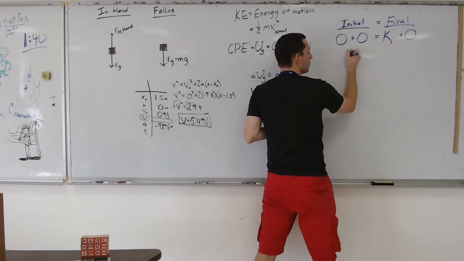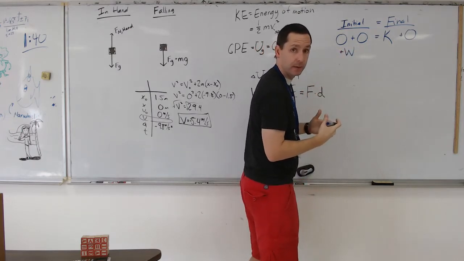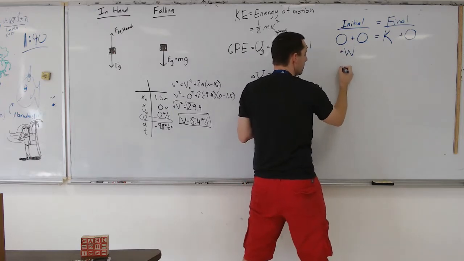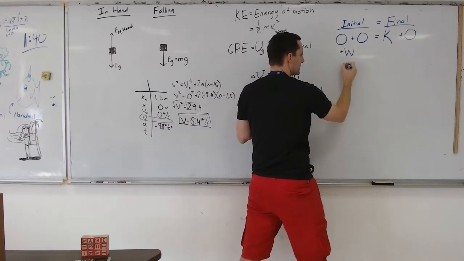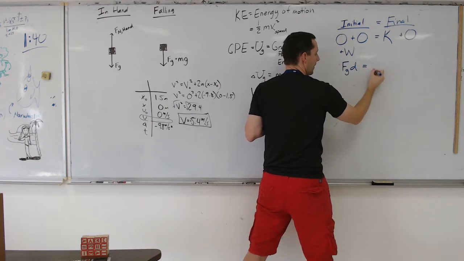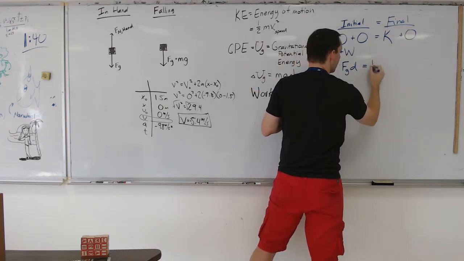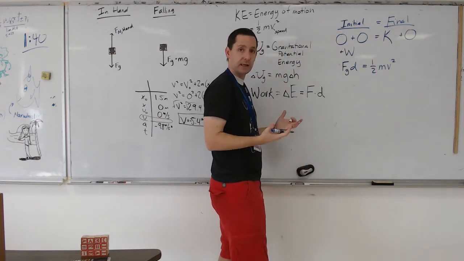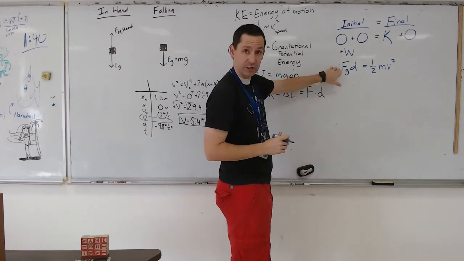So right here we're going to put the work, and we're going to add in whatever work was done. Now, we can put this all into an equation. We can go 0 plus 0, which is 0, plus the work, and work is force times distance, so that force is the force of gravity. That should be equal to the kinetic energy plus 0, and kinetic energy is 1/2 mv squared, just like that. With that, we can calculate the force of gravity.